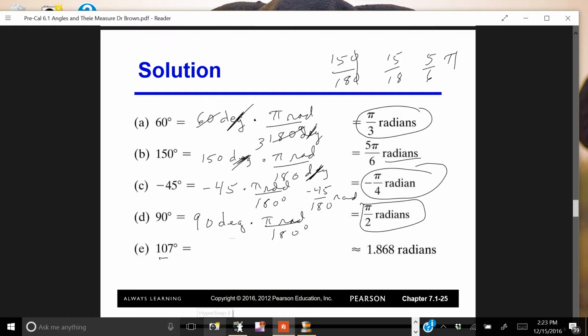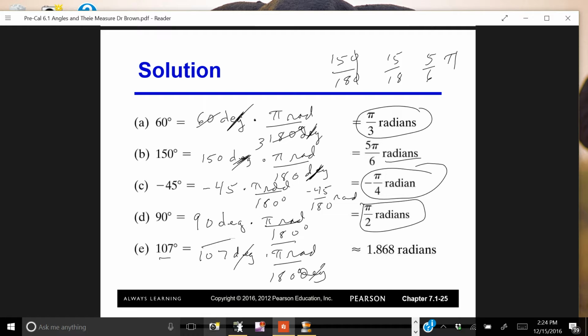Now, 107 degrees is converted to 107 degrees times pi radians per 180 degrees. The degrees cancel, and multiply 107 on your calculator by pi, which is 3.14159, etc. Do that and you get, to the nearest thousandth, 1.868 radians.